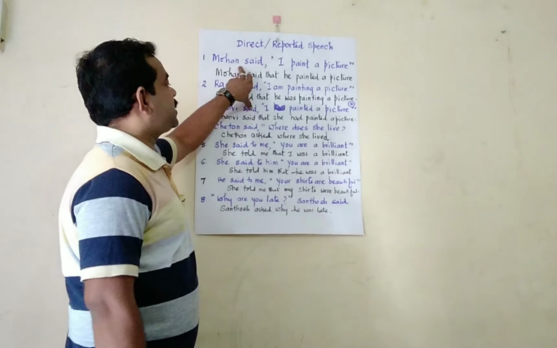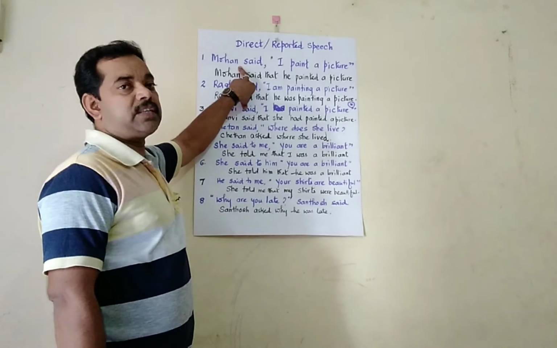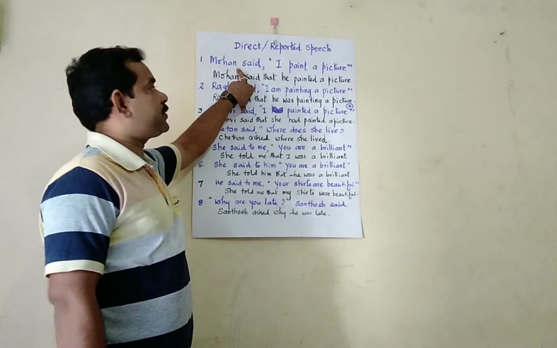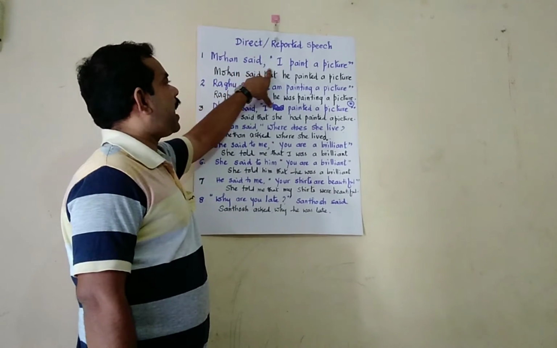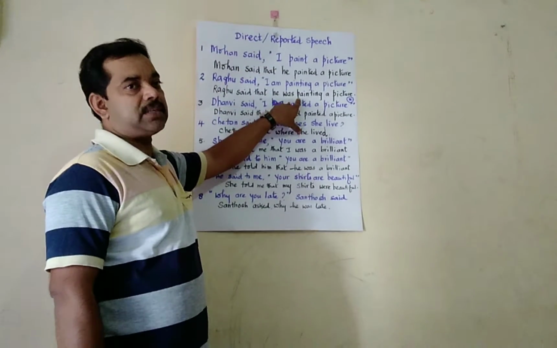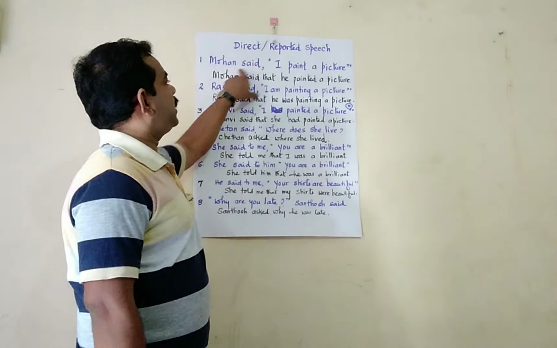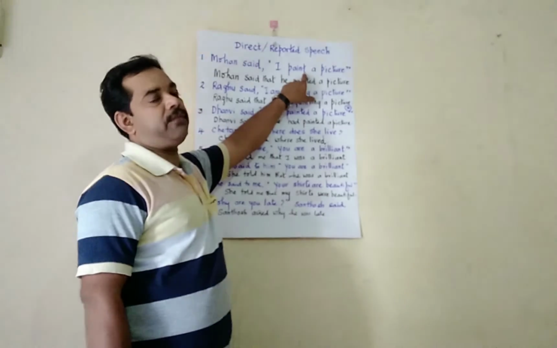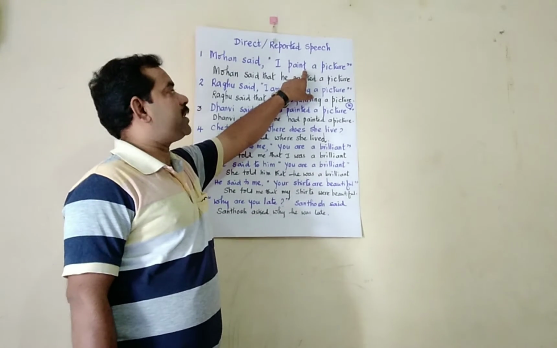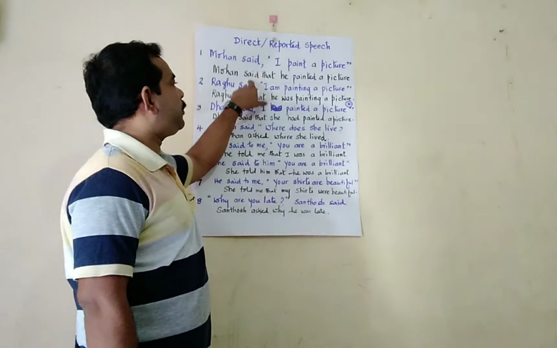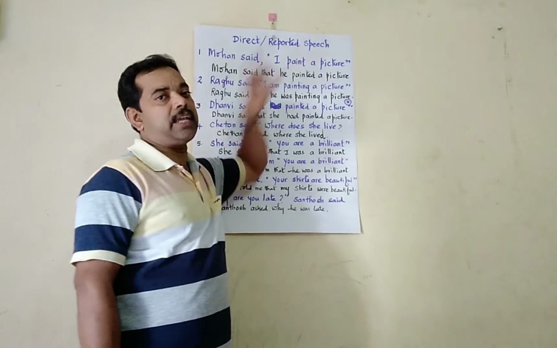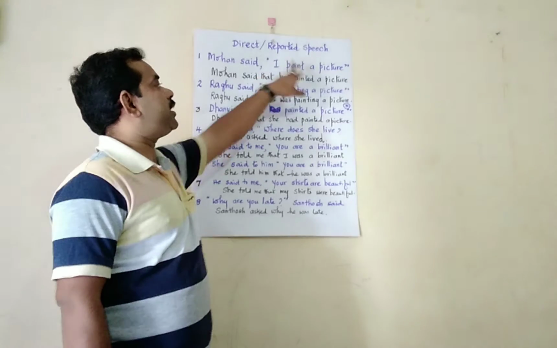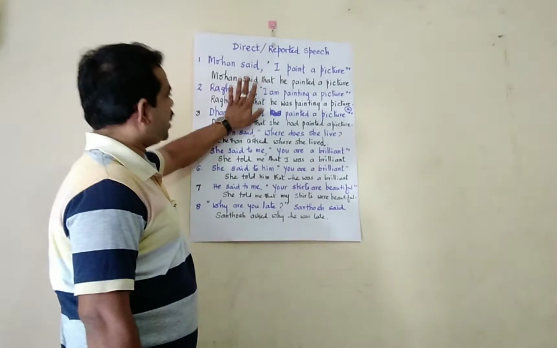Children, yesterday I was discussing the verb reference. Verb reference is nothing but tense reference. Now let us take the first example. Mohan said, I paint a picture. Very simple example I have taken. Look here. You have to identify which tense this is in. Paint is in present tense. Ultimately, in reported speech, the same tense should be changed into past tense. Yesterday I was saying simple present should be changed into simple past. That's what I have done here.